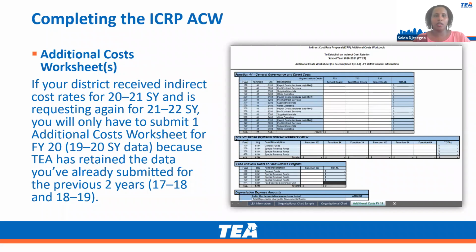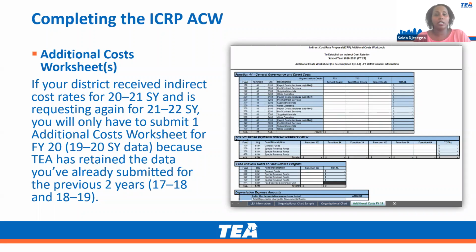The additional cost worksheet. Like Kathy mentioned, the 2018-2019 school year was the first year TEA implemented the required 3 years of financial data to calculate the 1-year rates. If your district requested a rate since the new process has been implemented, you would have seen the 3 additional cost worksheets, one for each fiscal year, required to be included in the ICRP during your ICRP review process.